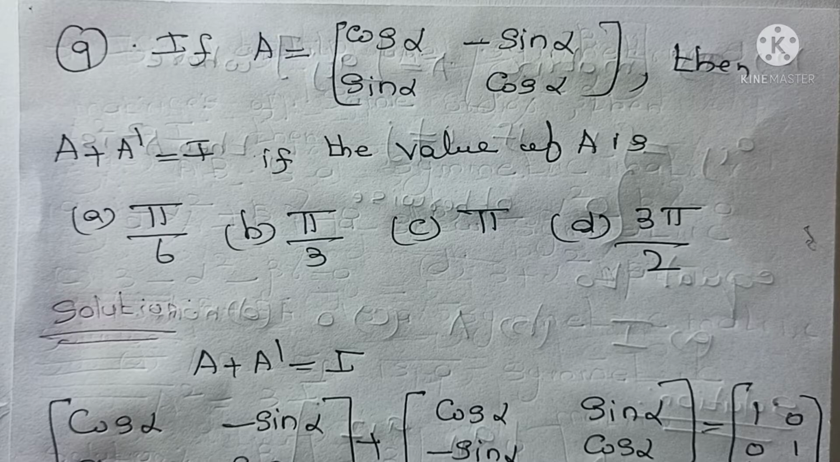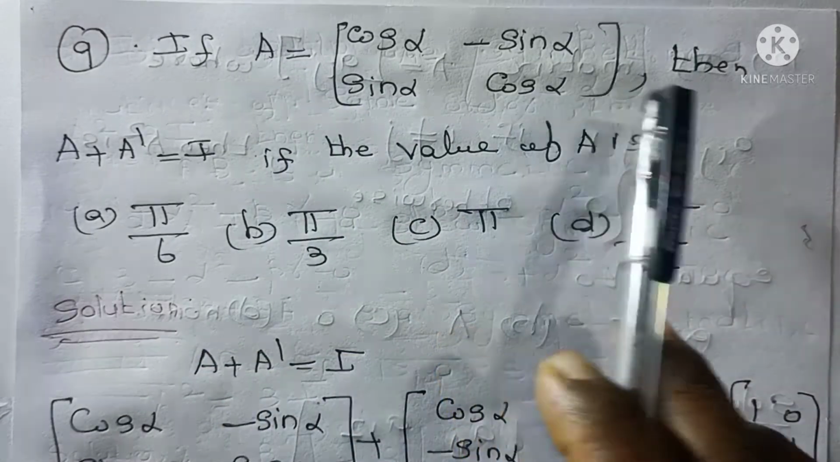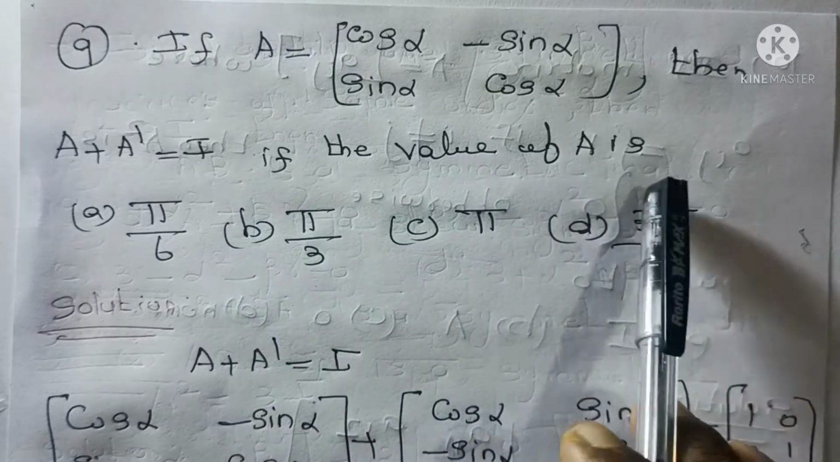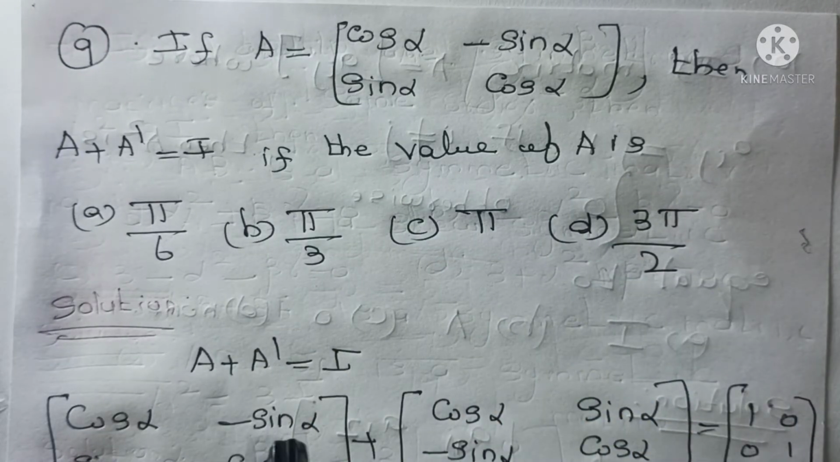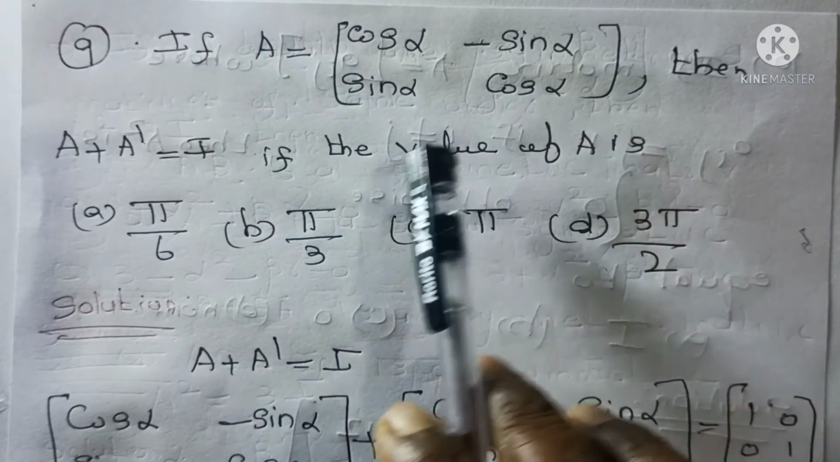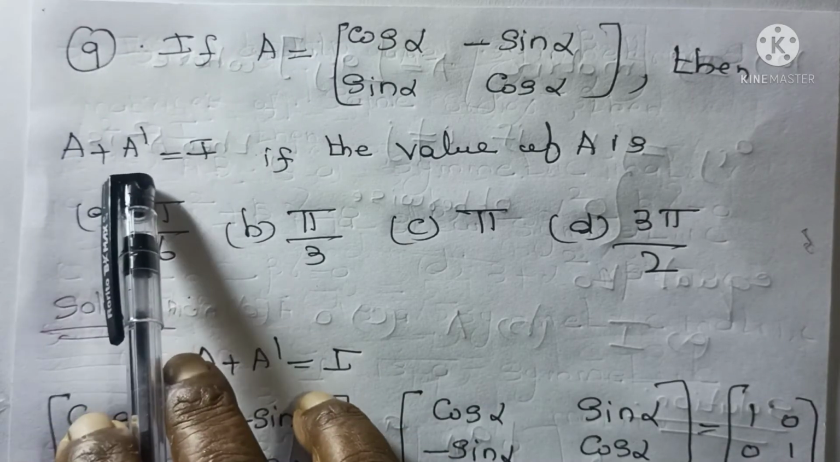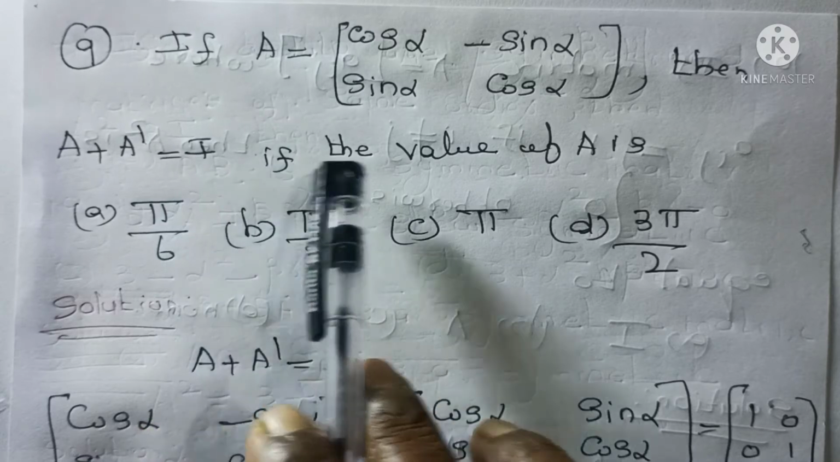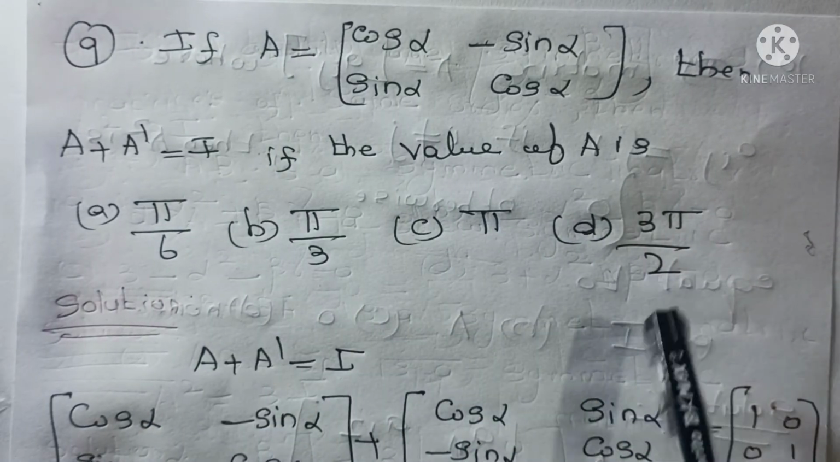Next, move on to the 9th question. If A is equal to this matrix, then A plus A dash is equal to I. They have given the matrix and also A plus A dash is equal to I. You have to find the value of alpha.